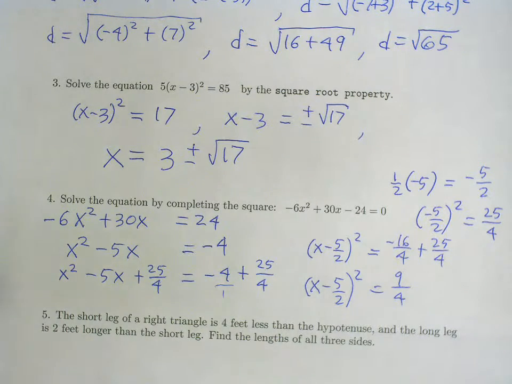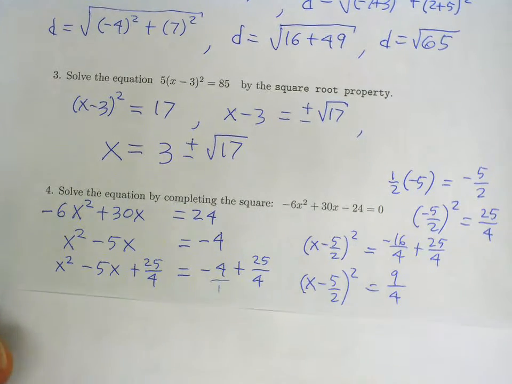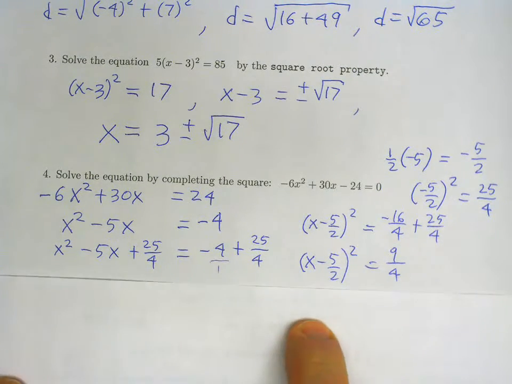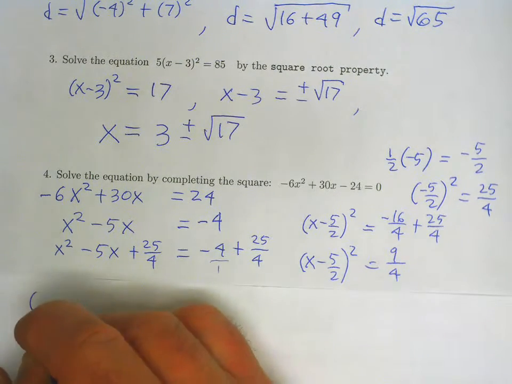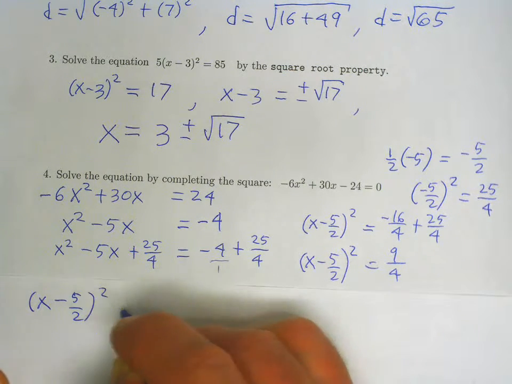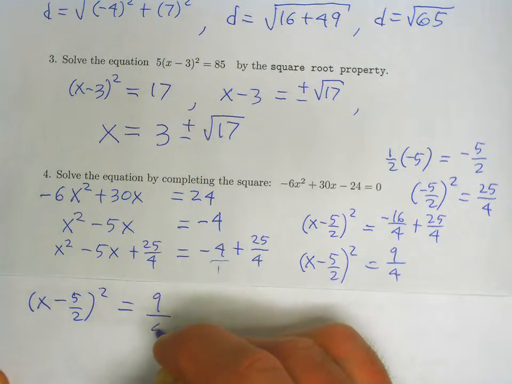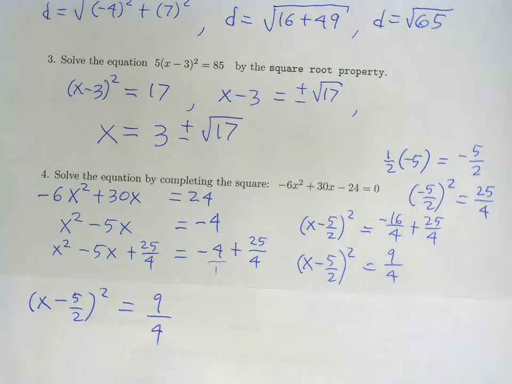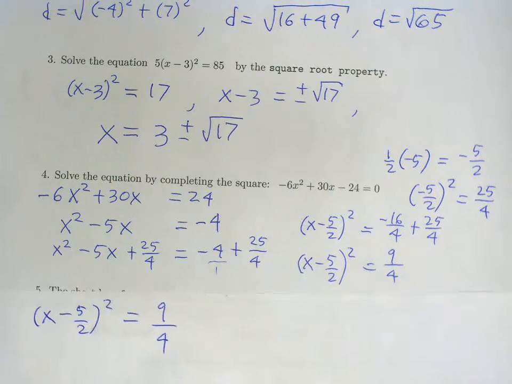Okay, I ran out of room, so I'll continue this on an extra piece of paper. I'll just rewrite what we have here. The binomial x minus 5/2 squared equals 9/4. Now we apply the square root method, the square root property, to solve this.